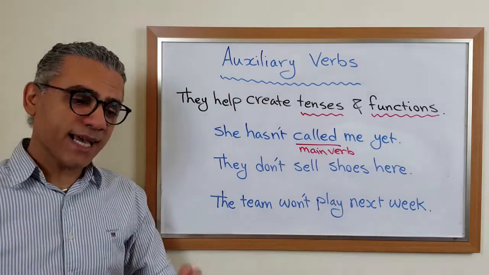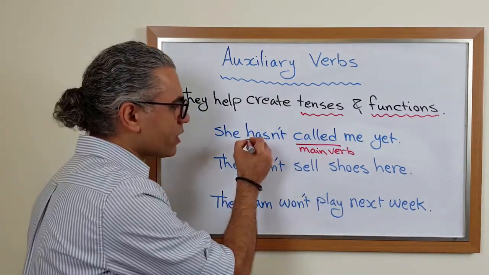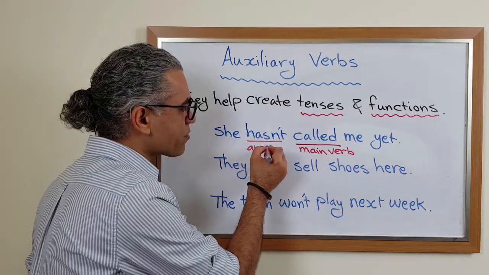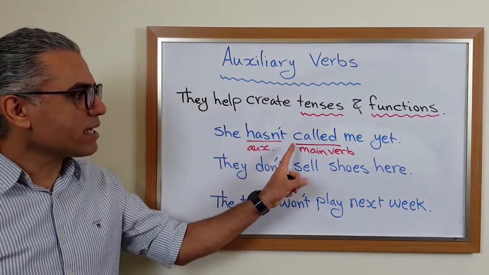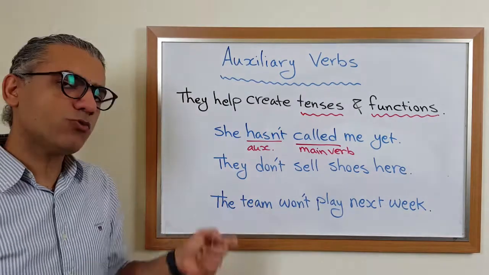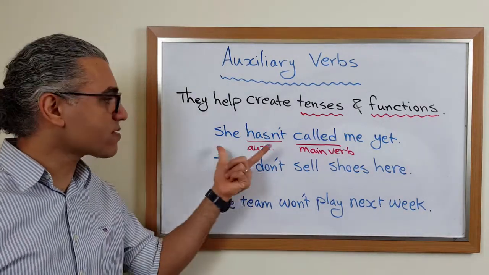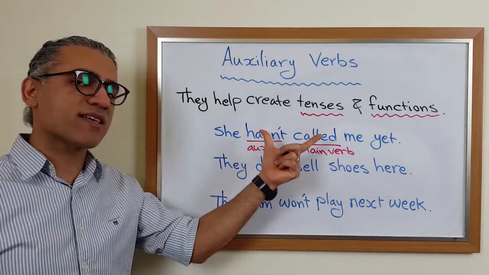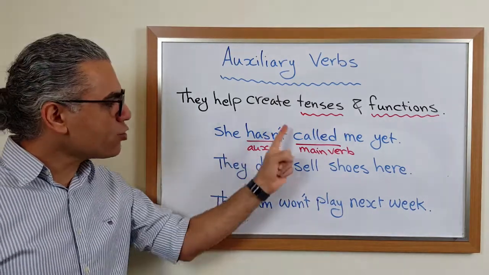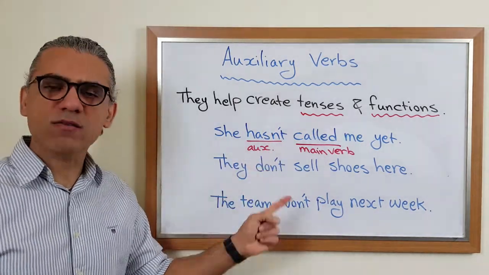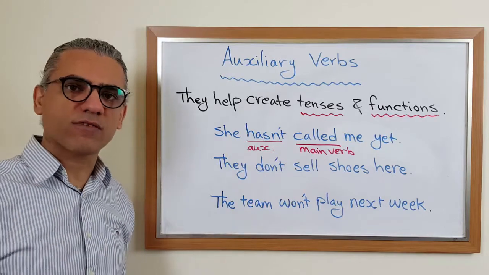So if you can find any other verbs, they are auxiliary verbs. So hasn't in here is an auxiliary verb. And why did we use hasn't or has in here? Because this is a present perfect sentence. So we are using the auxiliary verb has to create the present perfect tense.